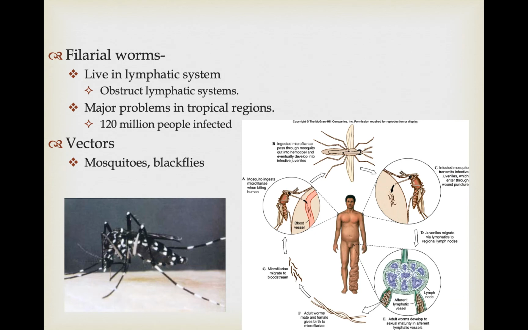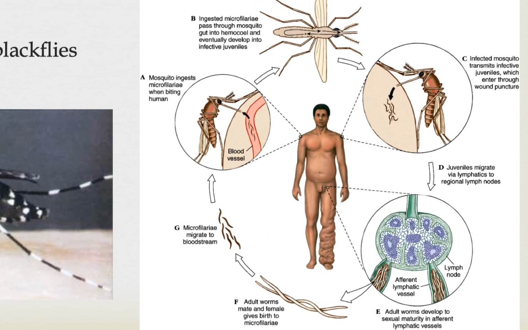Last group of these parasites to talk about are the filarial worms. Filarial worms are different from the previous ones we've talked about that live in the intestinal tract. These live in the lymphatic system. And what they do is as they grow, they obstruct these lymphatic systems and the movement of lymph fluid. This is a particular problem in tropical regions where about 120 million people a year are infected. In this case, you don't get it by eating something or touching contaminated soil. There's an animal that gives it to you, and an animal that delivers an illness to you is called a vector. So the vectors for most filarial worms are mosquitoes and black flies.